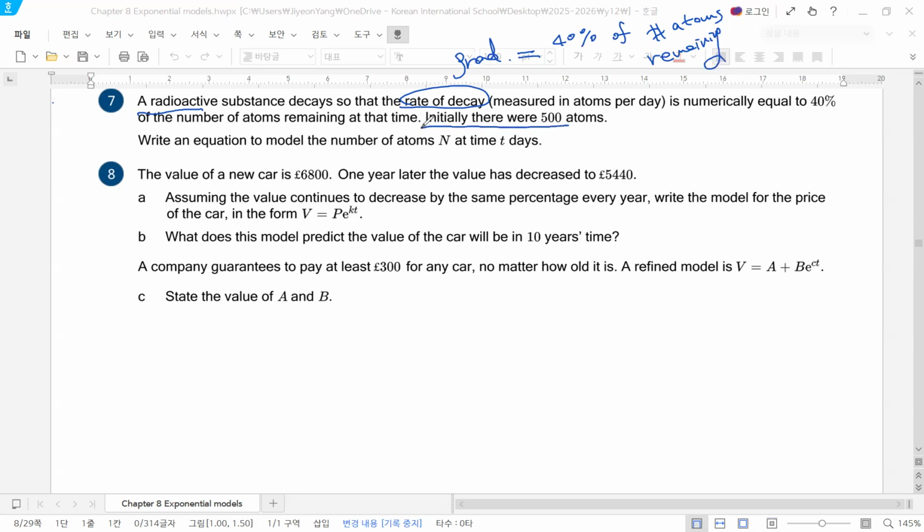Initially, there were 500 atoms, so it's an initial value. Write an equation to model the number of atoms n at times t days. So firstly, since they say the rate of decay is numerically equal to the number of atoms remaining, it means that exponential growth or decay. Please bring back your memory.